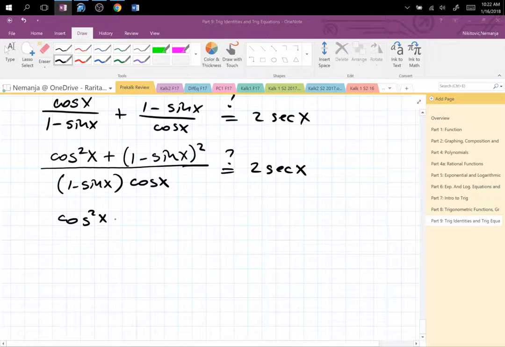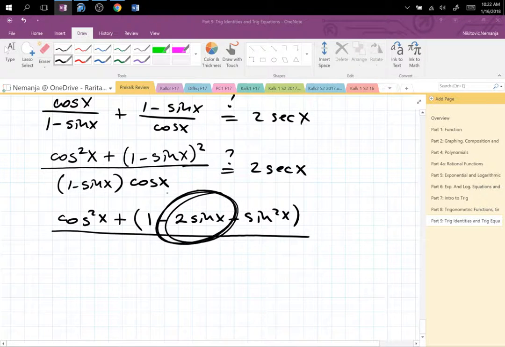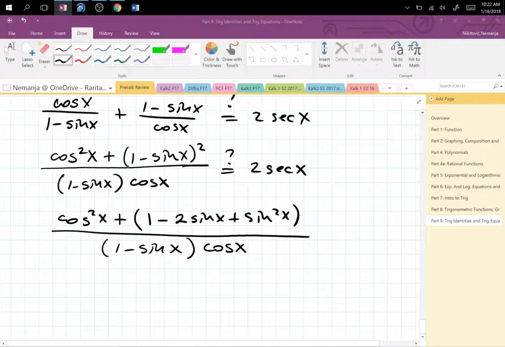So cosine squared x plus 1 minus 2 sine x plus sine squared x when you FOIL. Don't forget the middle term. Generally, this is the one that kills your grade. When you square a plus b squared, you have a squared plus 2ab plus b squared. So it's that middle term there. And on the bottom, I have 1 minus sine x times cosine x. This still needs to be equal to 2 secant x.